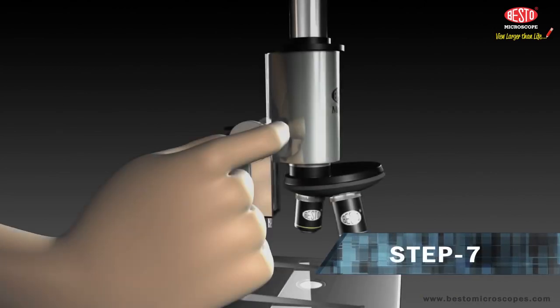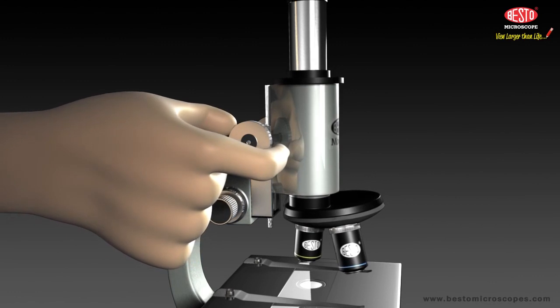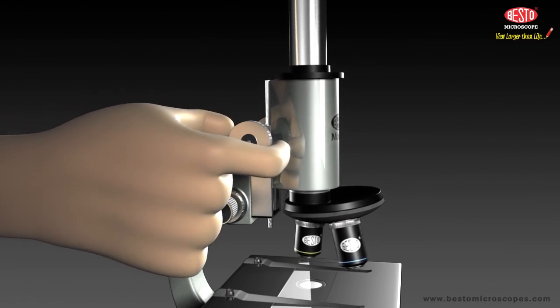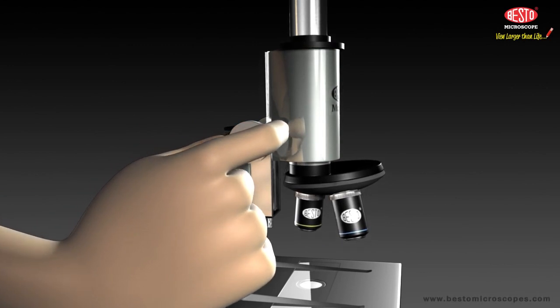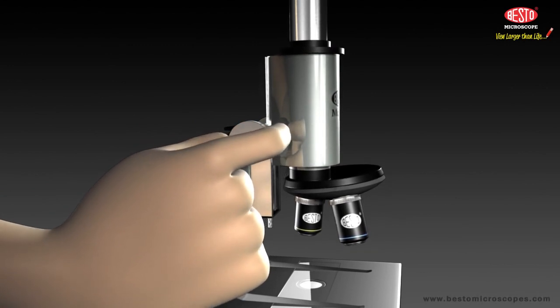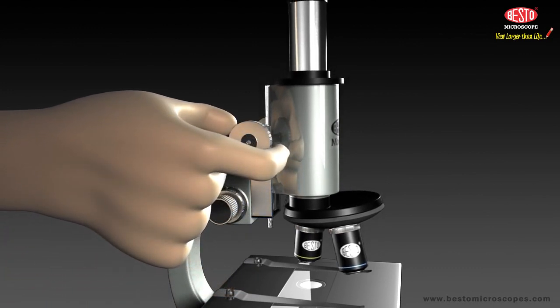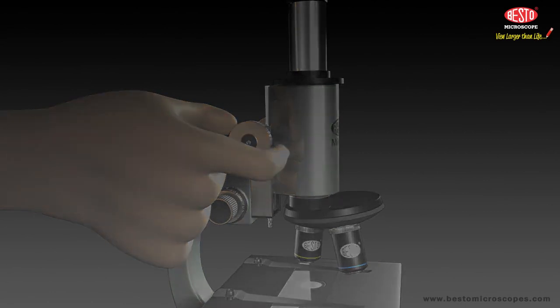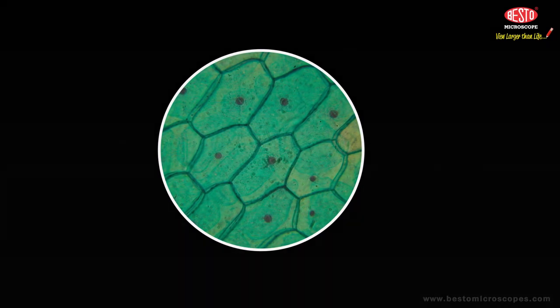Step 7. We have already told you in Step 2 that the low power objective is in place over the hole in the stage. Look through the eyepiece and use the coarse adjustment knob to focus upwards or move away from the sample or slide. This should bring the slide or sample into view. If you go too far, simply begin again at Step 2. Step 8. When the specimen slide comes into focus, it will become sharp and clear.